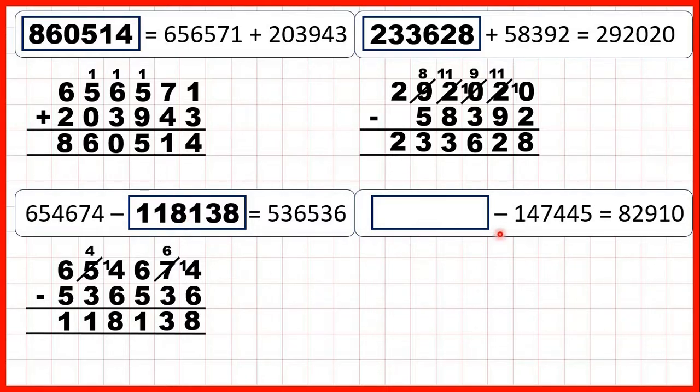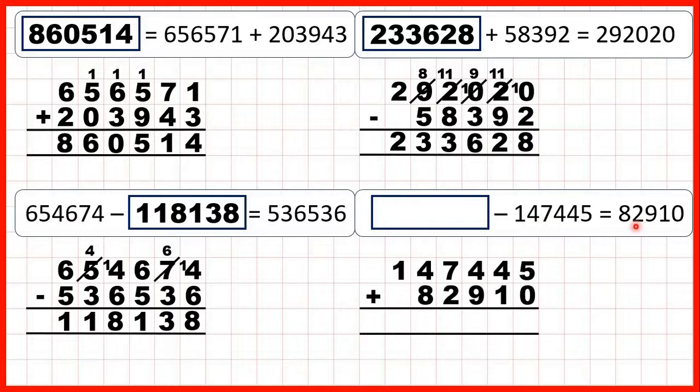Now something minus 147,445 equals 82,910. So here we have a missing number subtraction, but this time it's the first number of our subtraction that's missing. Now remember, subtraction problems can be read backwards as addition problems. So because it's the first number of our subtraction that's missing, we need to add to find our missing number.